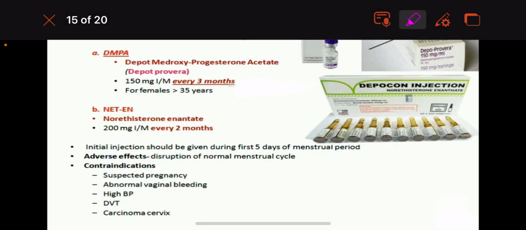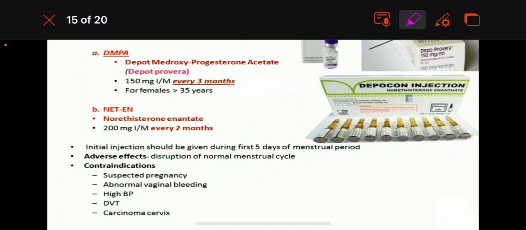Norethisterone enantate has been in use as a contraceptive since 1996. It is given intramuscularly. The dose is 200 mg every 60 days. So one injection once in 2 months gives a contraceptive effect for 2 months. It includes the inhibition of ovulation.